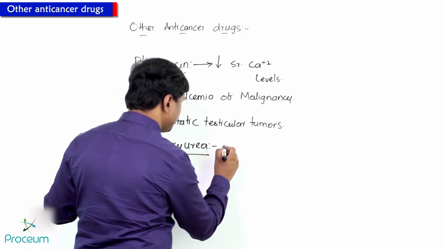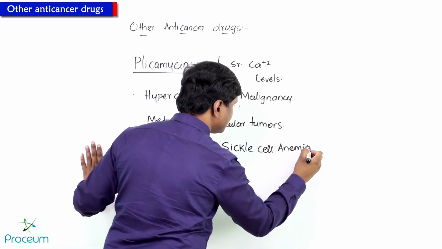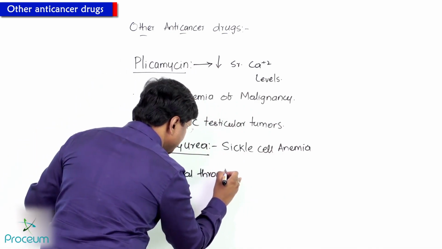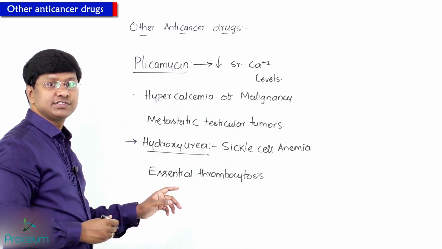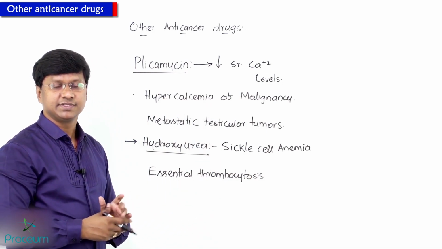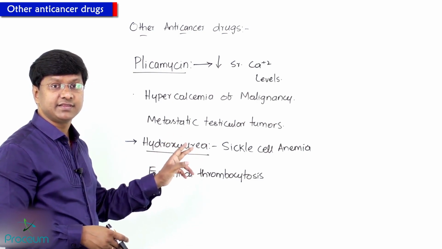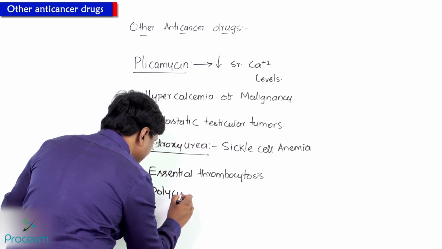Used in the treatment of sickle cell anemia, and used in the treatment of essential thrombocytosis. Essential thrombocytosis is a clinical condition which is characterized by an increase in the platelet count above normal. And the other clinical condition where hydroxyurea is used is polycythemia vera.